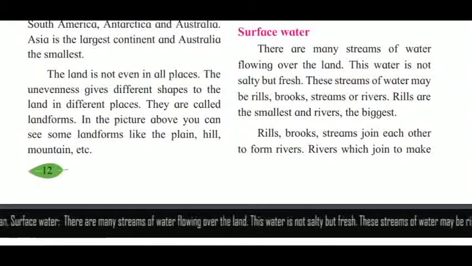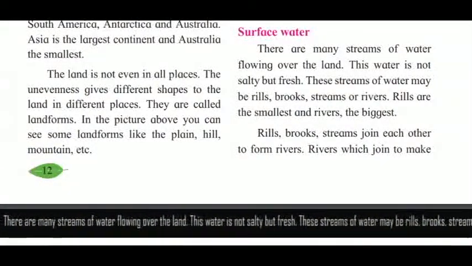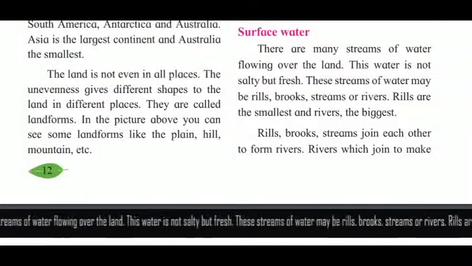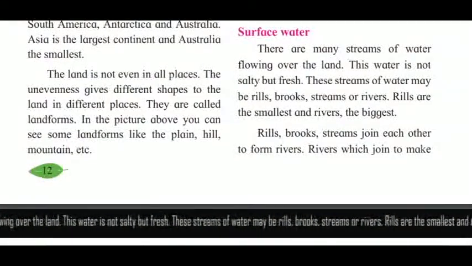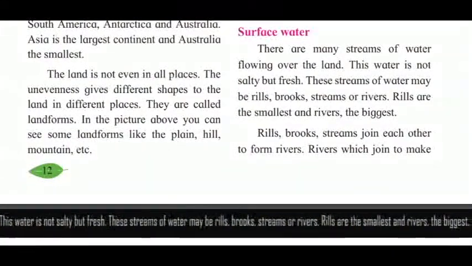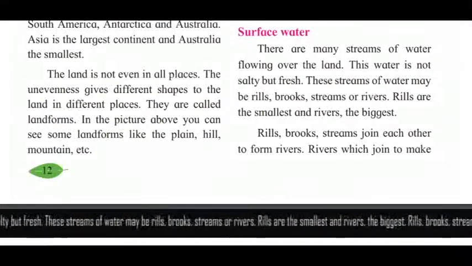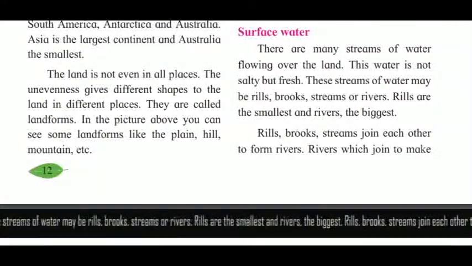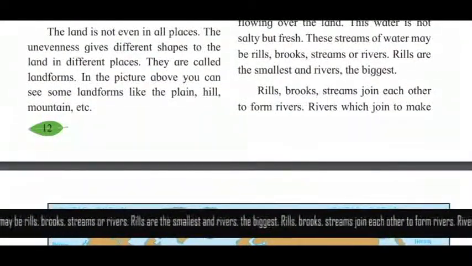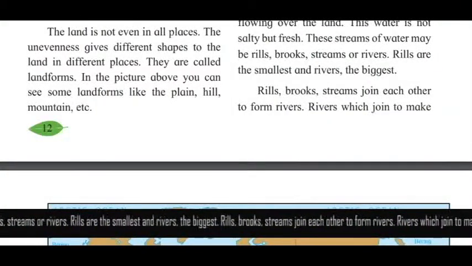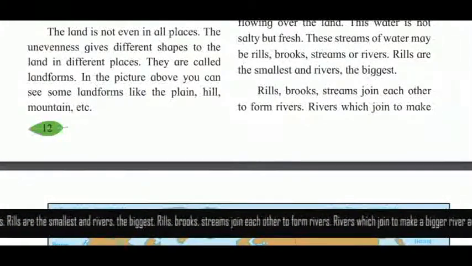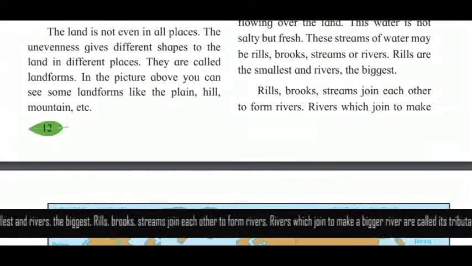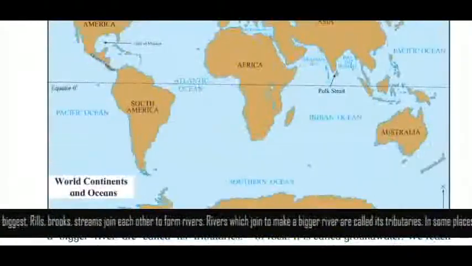Surface water. There are many streams of water flowing over the land. This water is not salty but fresh. These streams of water may be rills, brooks, streams or rivers. Rills are the smallest and rivers, the biggest.